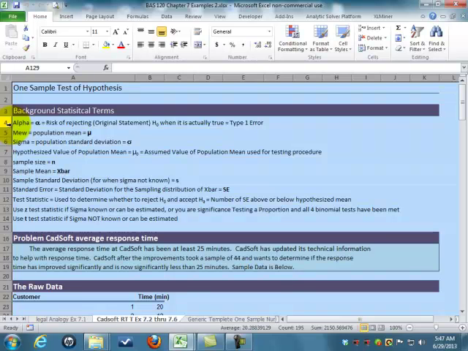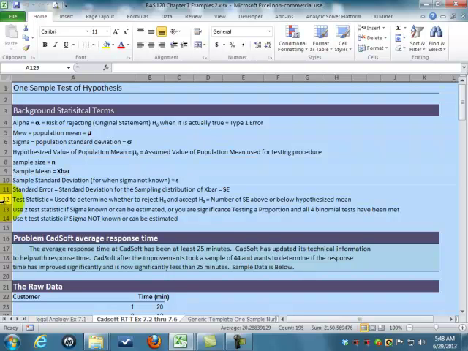Alpha is our risk of rejecting, what level of confidence we want to have. Mu is our population mean. Sigma is our population standard deviation. Mu 0 is what we're assuming in the null hypothesis, our population mean. Small n is our sample size. X bar is our sample mean. Small s is our sample standard deviation. SE is our standard error.